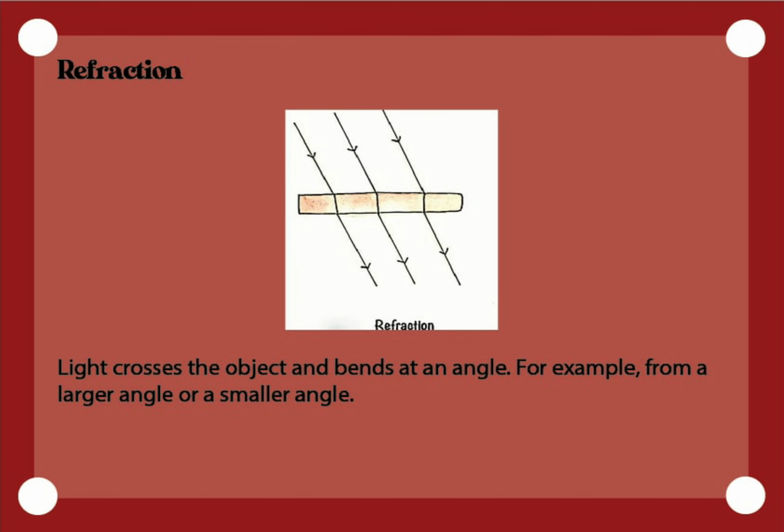Refraction. Light crosses the object and bends at an angle, for example, from a larger angle or a smaller angle.